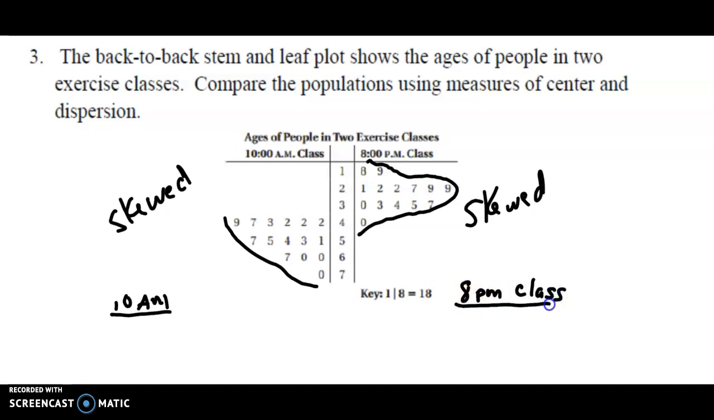And for skewed data, we always use the median for the measure of center, and the IQR for the measure of dispersion. And I'd like you to pause the video and find those numbers, the median and the IQR. Again, you're going to list them all out and have to find them just like you would for a box and whisker plot. So go ahead and pause it and we'll see how you did.